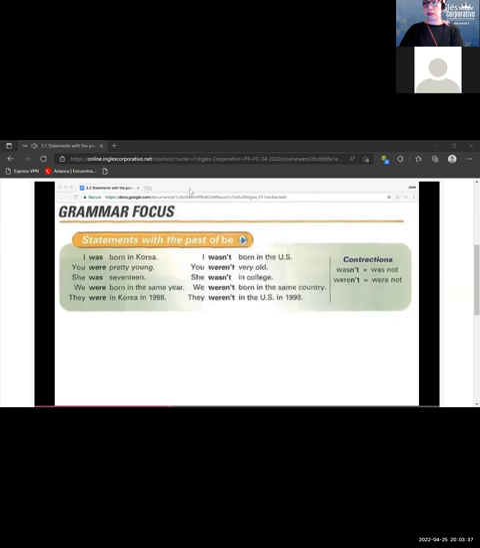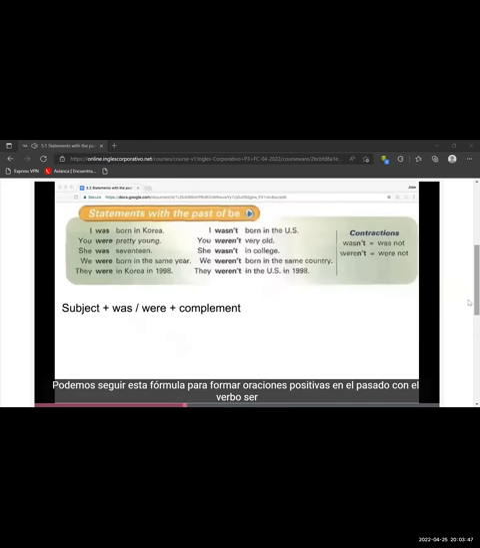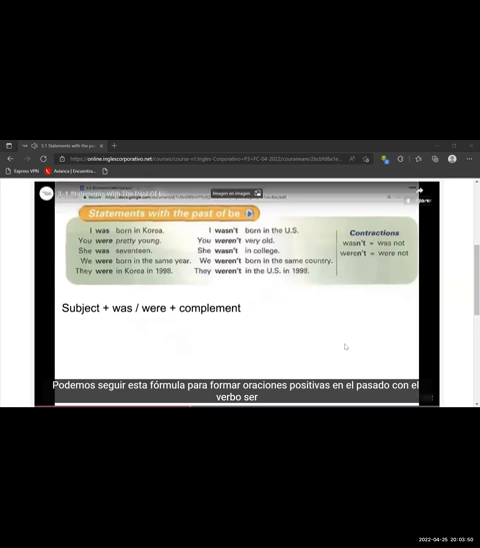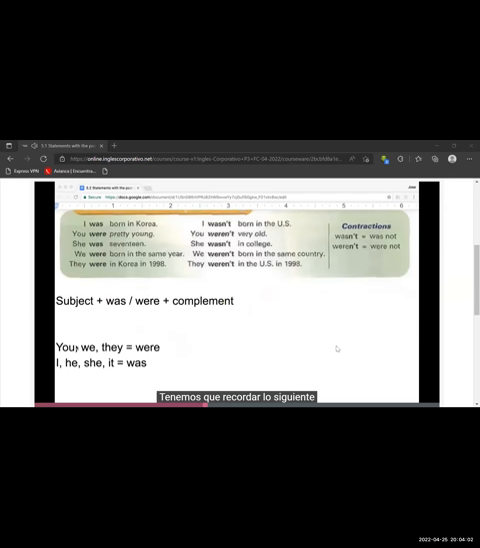Contractions. Wasn't equals was not. Weren't equals were not. We can follow this formula to form positive statements in the past with be: subject plus was or were plus complement. We need to remember the following. For the pronouns you, we, and they, we will use were. And for the pronouns I, he, she, and it, we will use was.